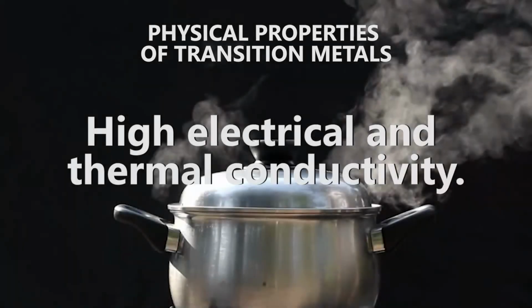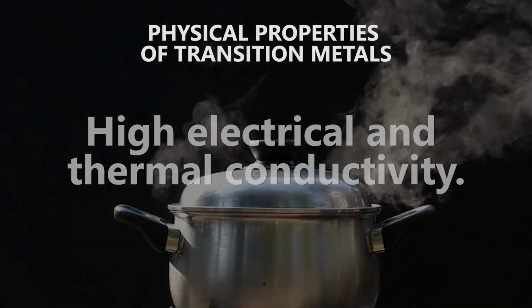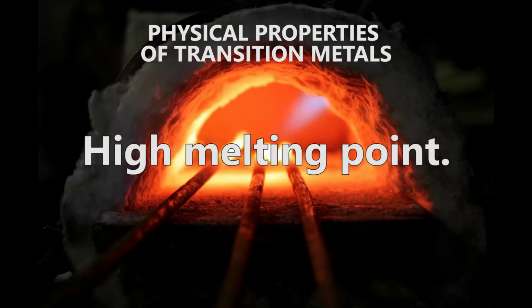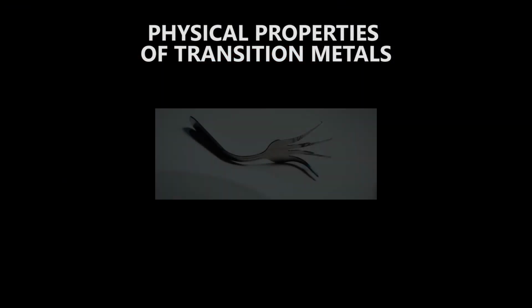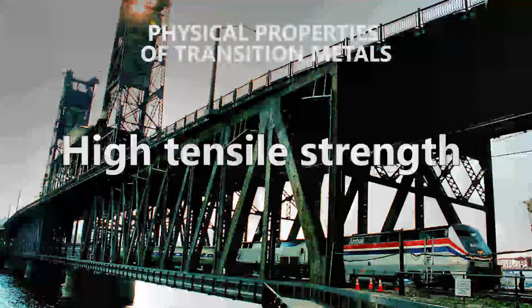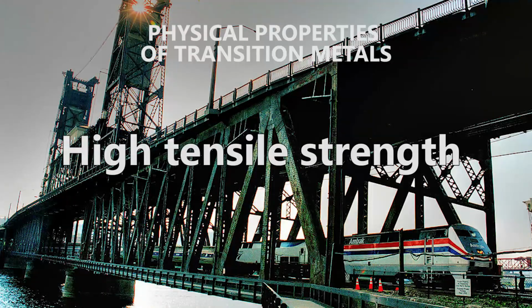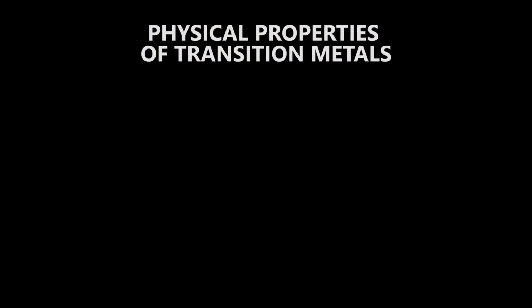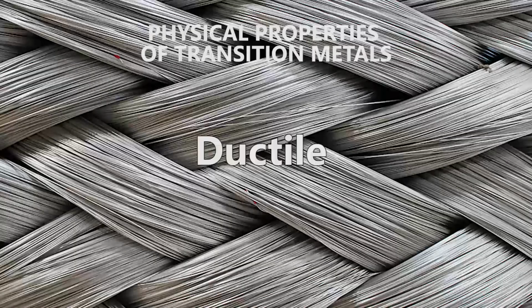Generally, the groups in block D have high electrical and thermal conductivity, high melting point, they are malleable, easily reshaped or bent under the pressure without breaking the bonds. They also have high tensile strength, they can hold large load without breaking. They are also ductile, which means that they are easily drawn into wires.